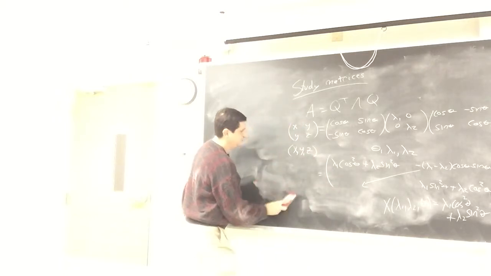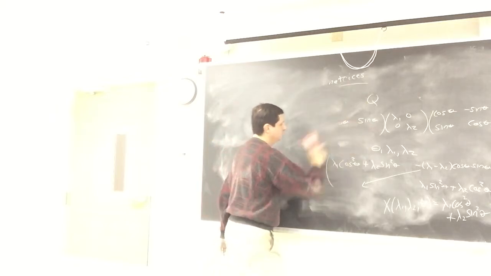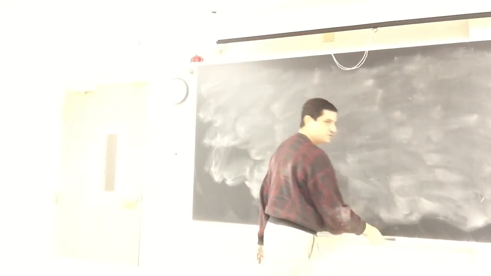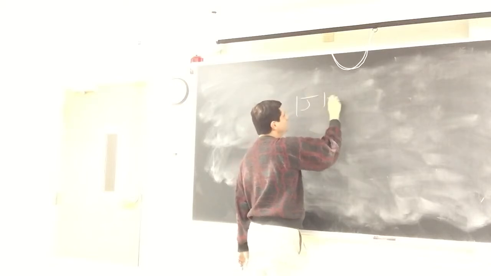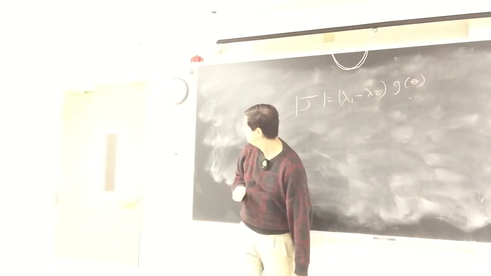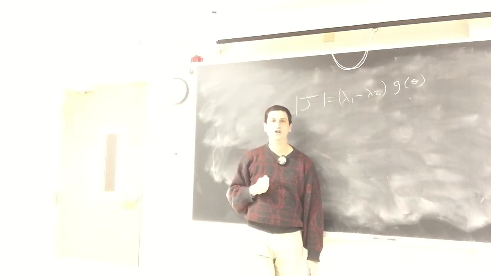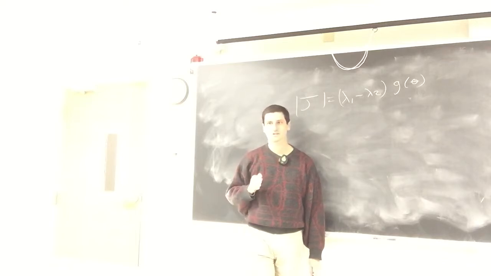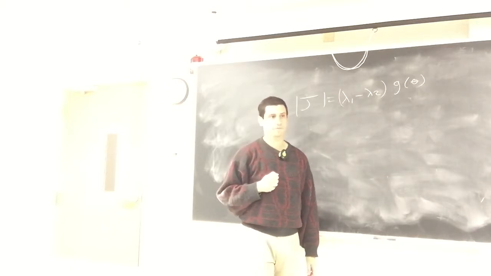What this means, and this is the beauty, is the Jacobian is going to be lambda 1 minus lambda 2 times some horrendous function of theta. So the Jacobian is just lambda 1 minus lambda 2 times g of theta. Could I figure out g of theta if I wanted to? Yes. Could I integrate g of theta? Maybe. It's going to be a messy thing involving trig functions, and it's not clear that I would be able to evaluate it in closed form.